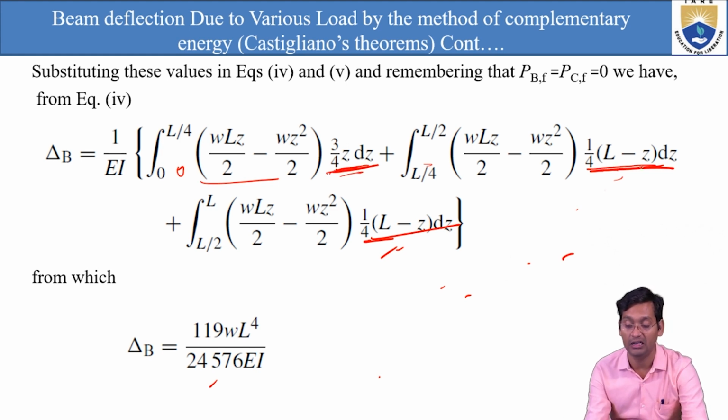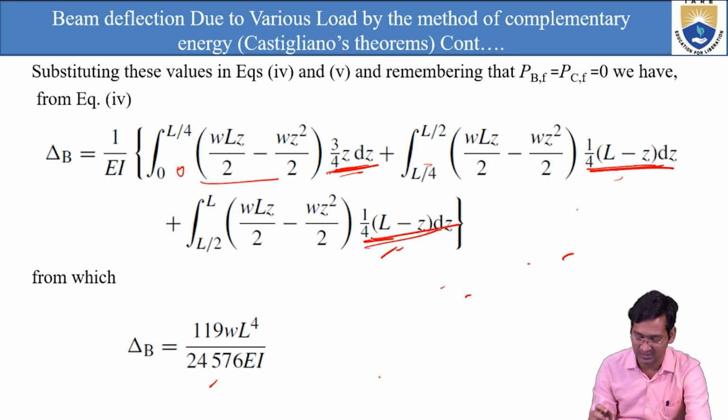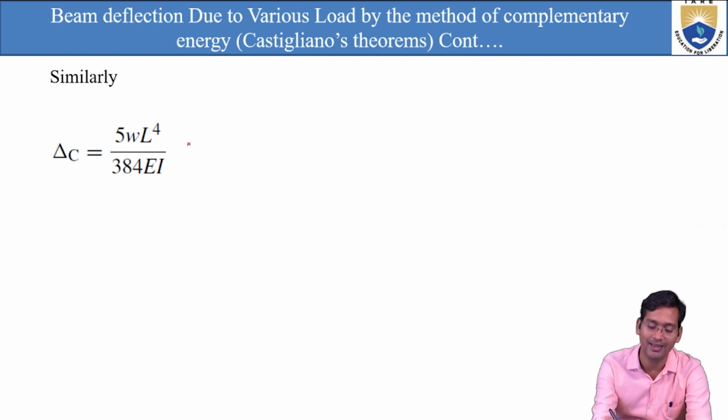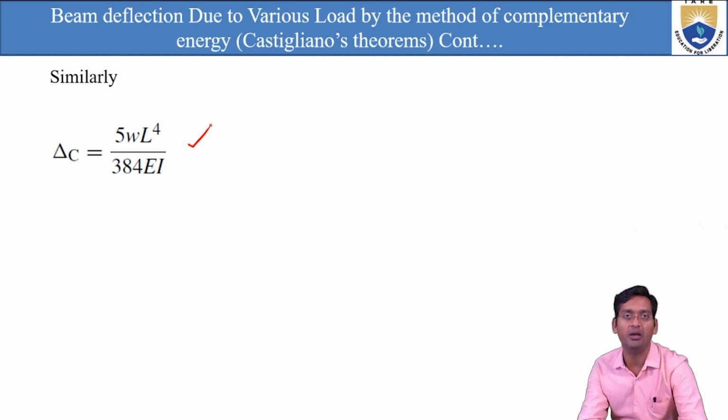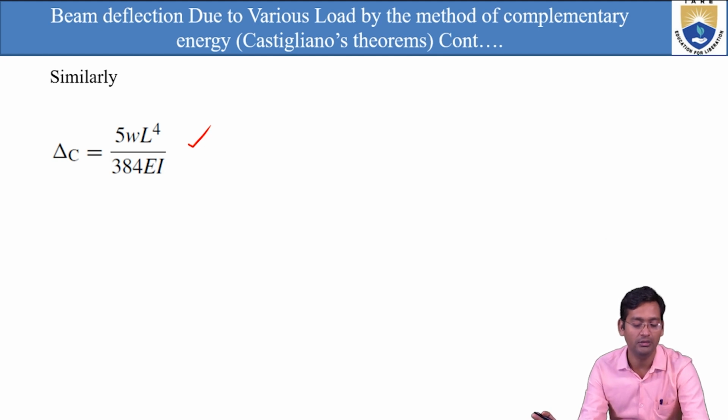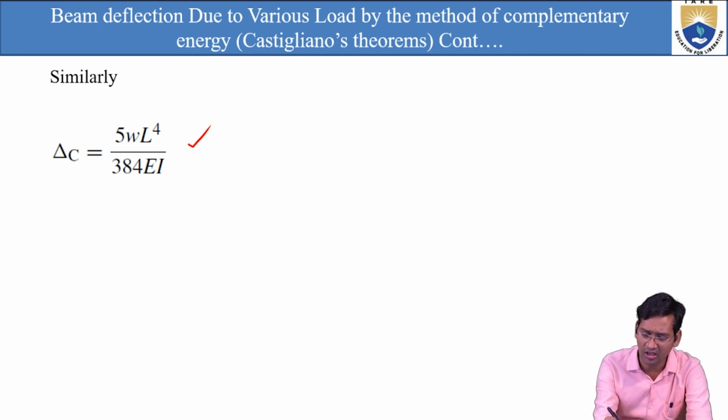Del M by del PCF is for A to B, this is for B to C, and this is for C to D. After substituting and simplifying, you will get delta C equals 5 by 384 into WL power 4 by EI. So in this delta C also, it is WL power 4, right?